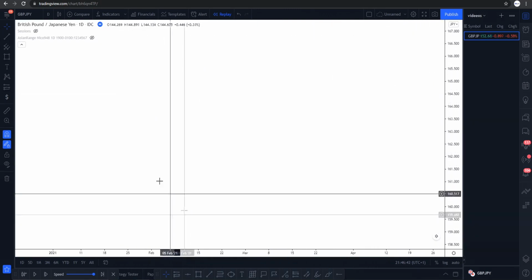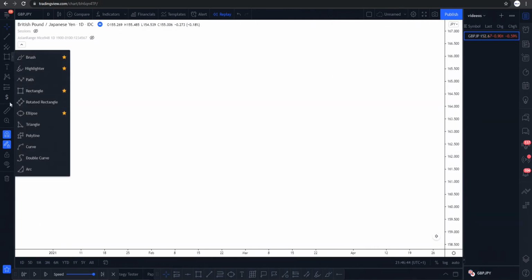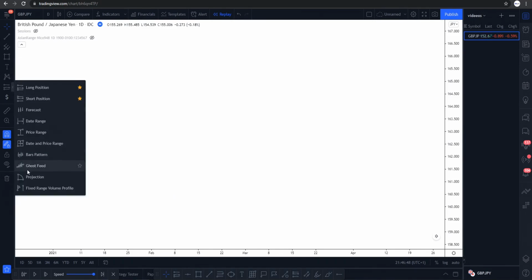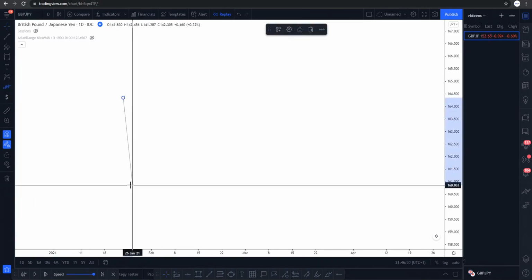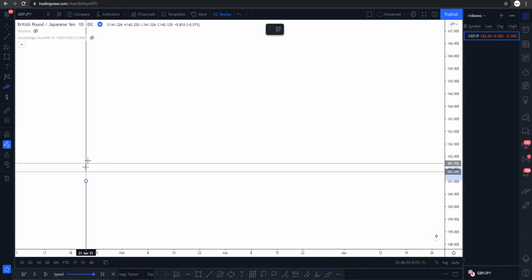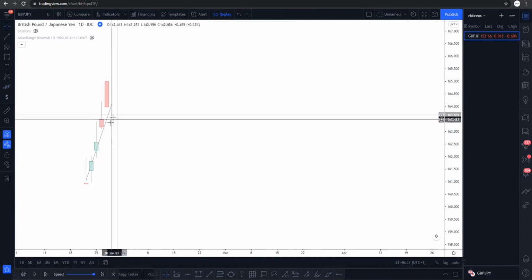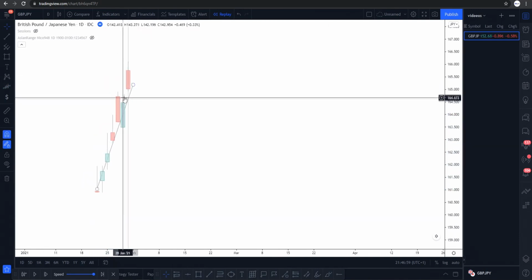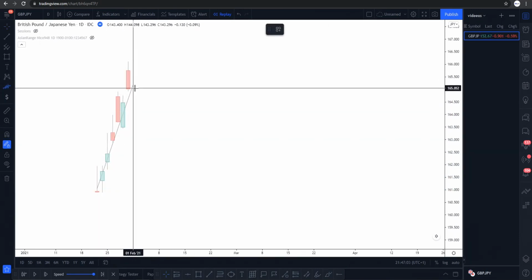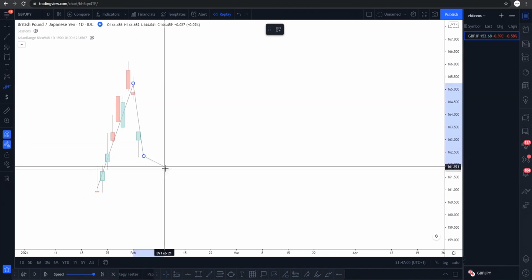The way to understand where discounted and premium levels are is simply by understanding the higher highs and higher lows in the market. So I think it was ghost feed, was it? Yeah, it was. So if I take my ghost feed and I just make a higher high right here, with this information I don't really have much information just from these candles. What I need to see is the market create a higher low like this.